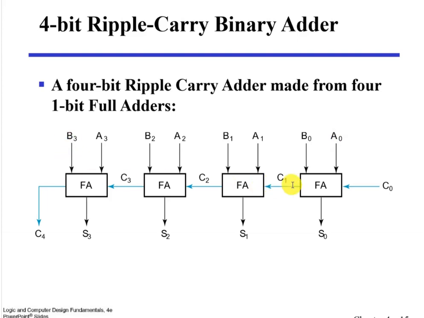We also know that the carries are connected in a chain through the full adders: C0, C1, C2, C3, and then C4. So in other words, the input carry to the parallel adder is C0, and the output carry would be the final C4.